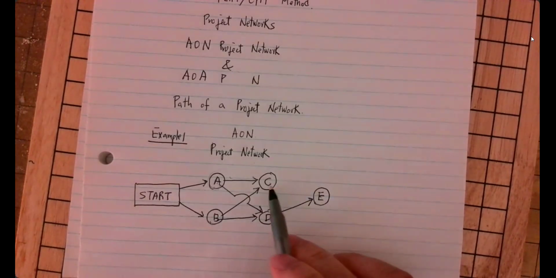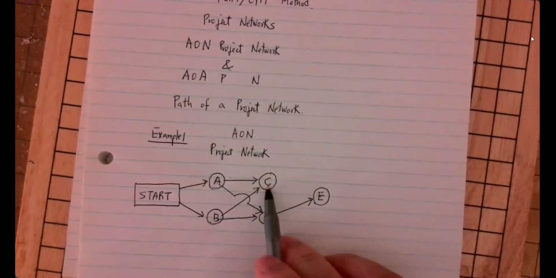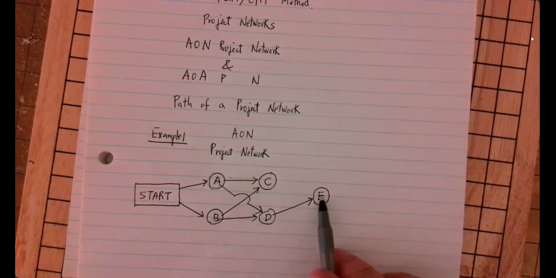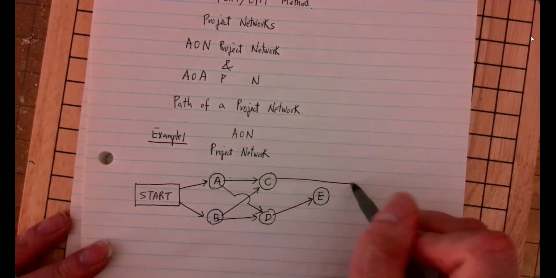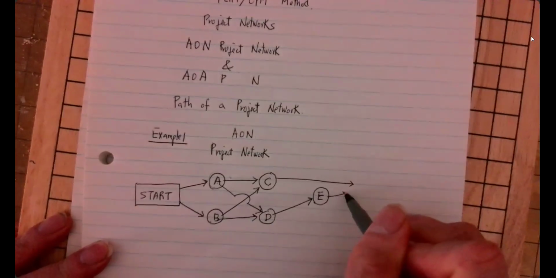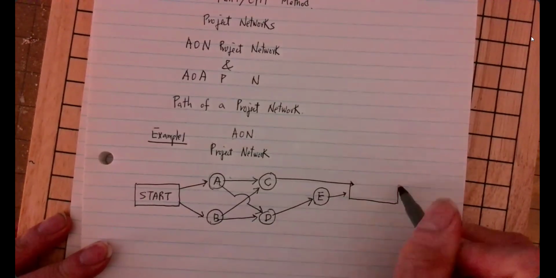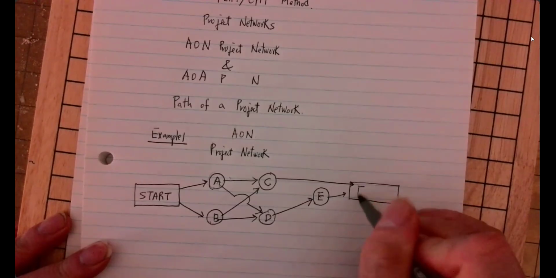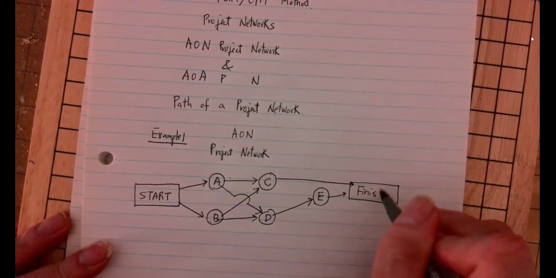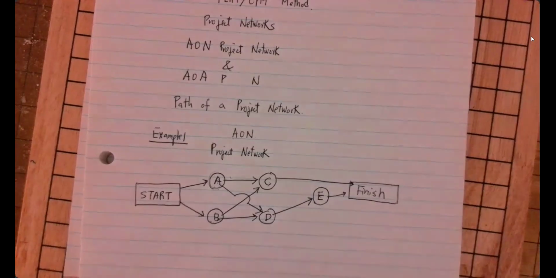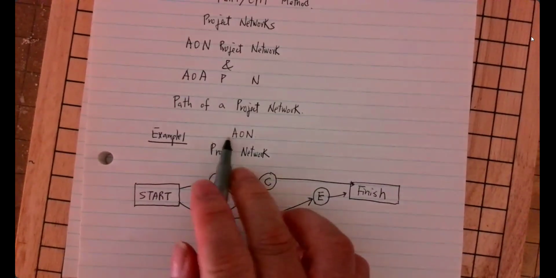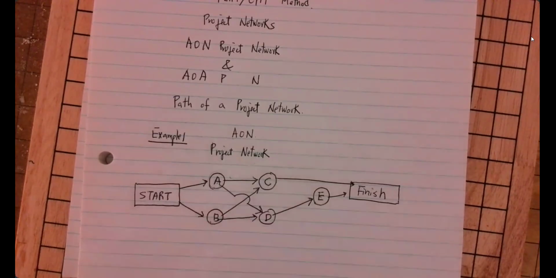And we know from the provided information, there is no successor for C and no successor for E. So you can treat these two as the last two activities in the project network, and they link to the finish node. Okay, they link to the finish node. This is the so-called AON project network.